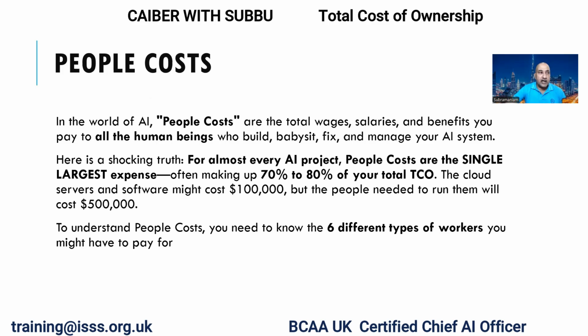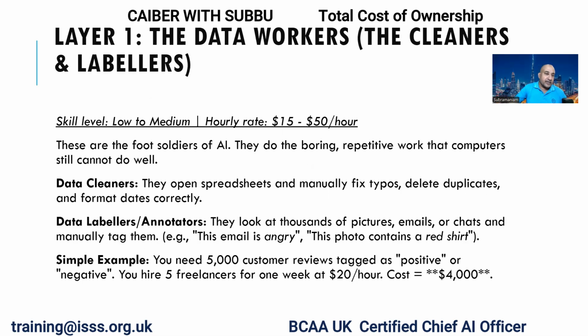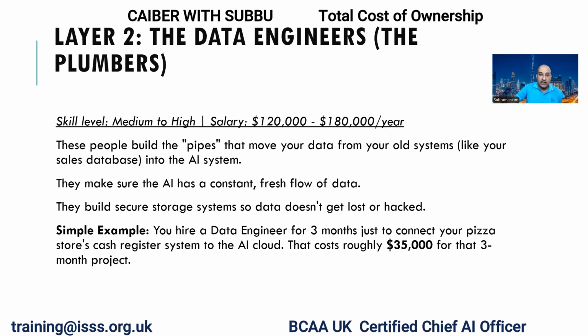Having said that, I don't think it's 100% possible to displace the people. AI will displace the humans on one side and create a lot of job opportunities on the other side. That's for sure. Layer one, data workers, the cleaners. They open the spreadsheet and manually fix the typos, duplicates, etc. Data labelers, you'll pay them $15 to $50 an hour. Data engineers build the pipes that move the data from the old system to a new system. Then data refreshing actually happens.